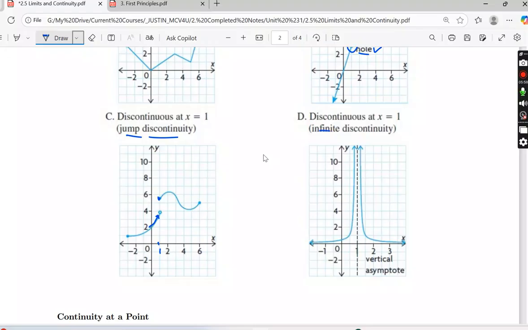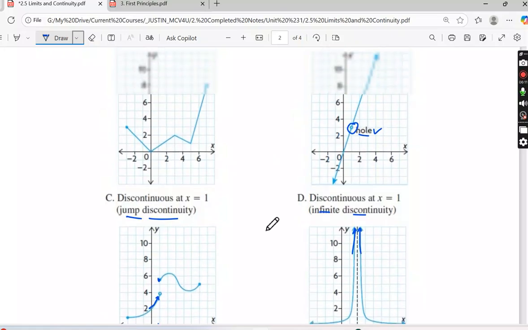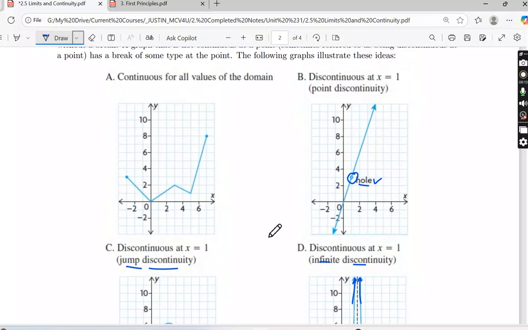And then lastly, infinite discontinuity. This would be an example of an asymptote. From the left-hand side, the limit as x approaches 1 from the left is infinity. The limit as x approaches 1 from the right is also infinity. So this is what we call an infinite discontinuity.